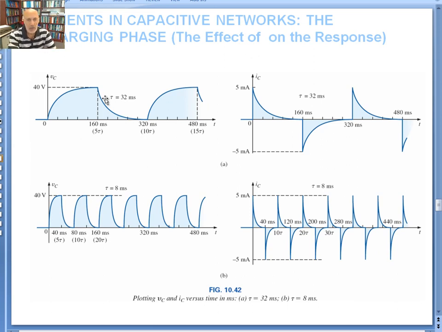But now what happens if I change the time constant? To reduce it by a factor of 4, I can reduce either R or C by a factor of 4. Since the time constant is the product of the two variables, you can adjust them such that the time constant is now 8 milliseconds. Now let's see what happens. This is with 32 milliseconds, this is 8 milliseconds. You can see it charged a lot quicker and discharged a lot faster.